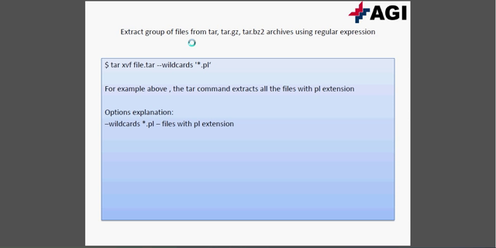Then how about extracting a group of files from the tar using a regular expression? That can also be done using the wildcard option. So here I'm extracting files that end with the .pl extension, which are the Perl files.